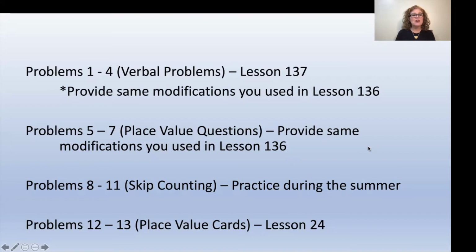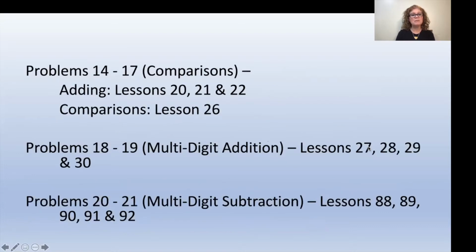136. For problems 8 through 11, which are the skip counting problems, if your child struggles with some of these, just practice those skip counting processes throughout the summer. For problems 12 and 13, which are the place value card questions, review lesson 24. For problems 14 through 17, which are the comparison problems, for the adding element, look at lessons 20, 21, and 22. For the comparison element, look at lesson 26.